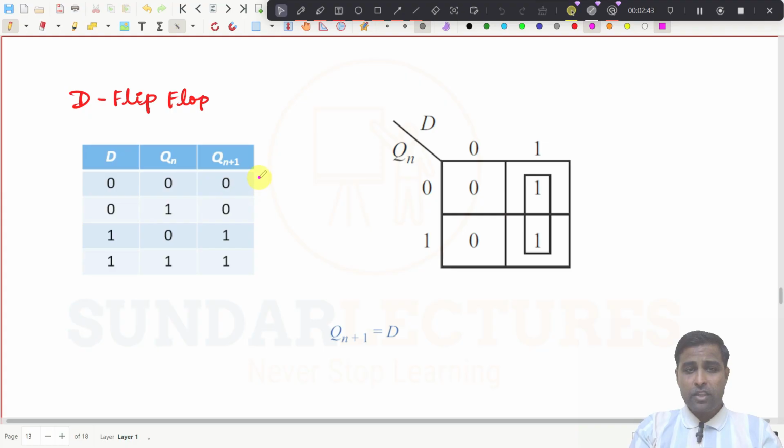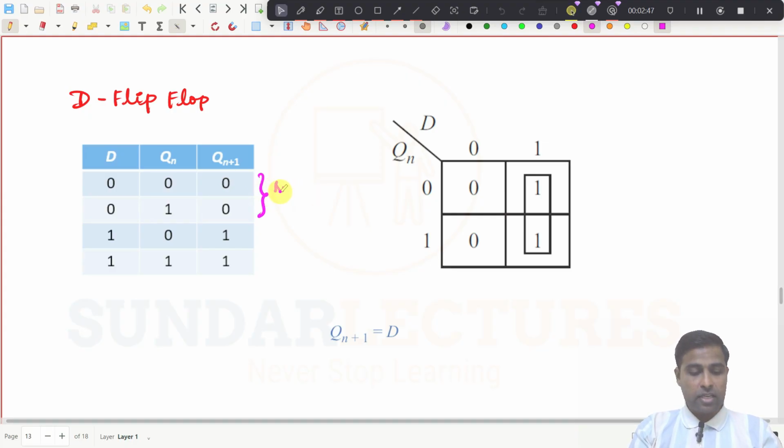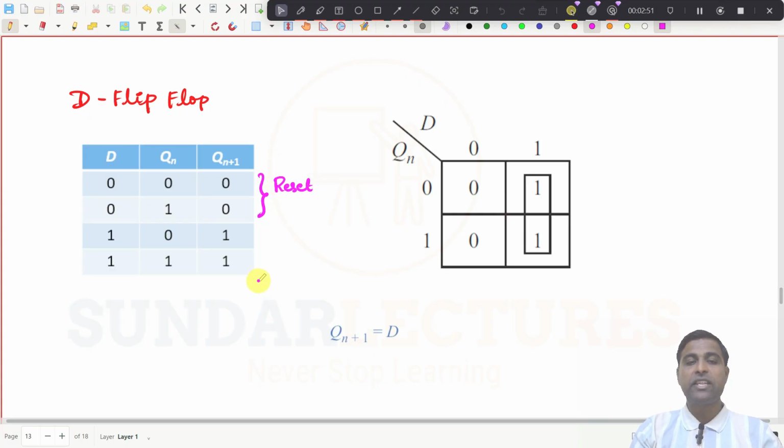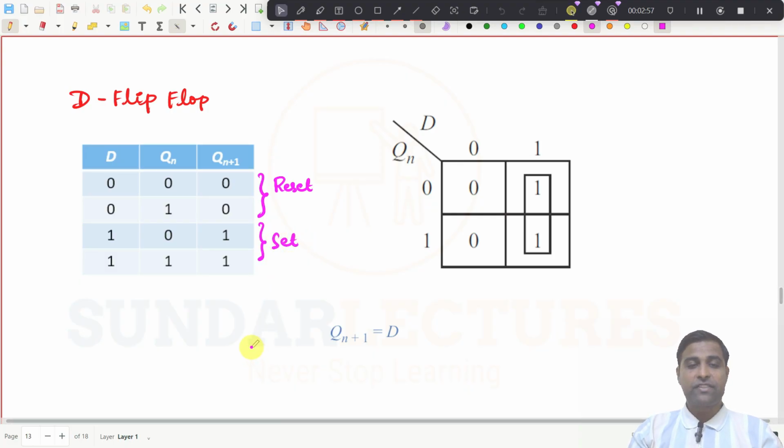And what is these two? It is, sorry, no change, right? It is a reset condition. Only two conditions will be there in D flip flop. One is the reset condition and the other one is the set condition. We have seen this one, right?